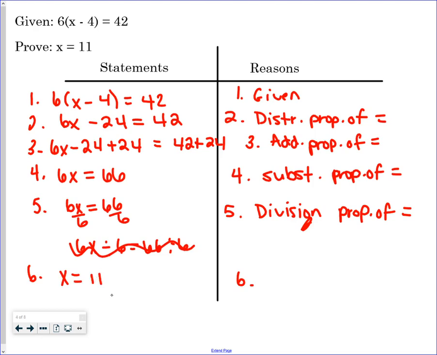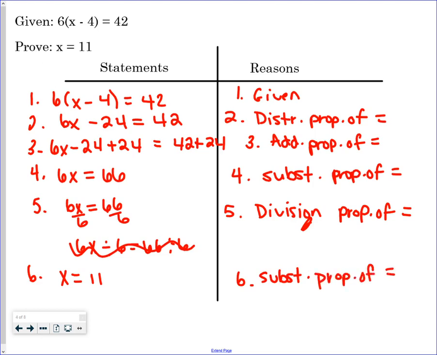X equals 11. Because I replaced this with a 1x and I replaced this with an 11. I did the math. So anytime you do the math, we call it substitution. Good. Again, don't just call it sub because that could be subtraction, right?